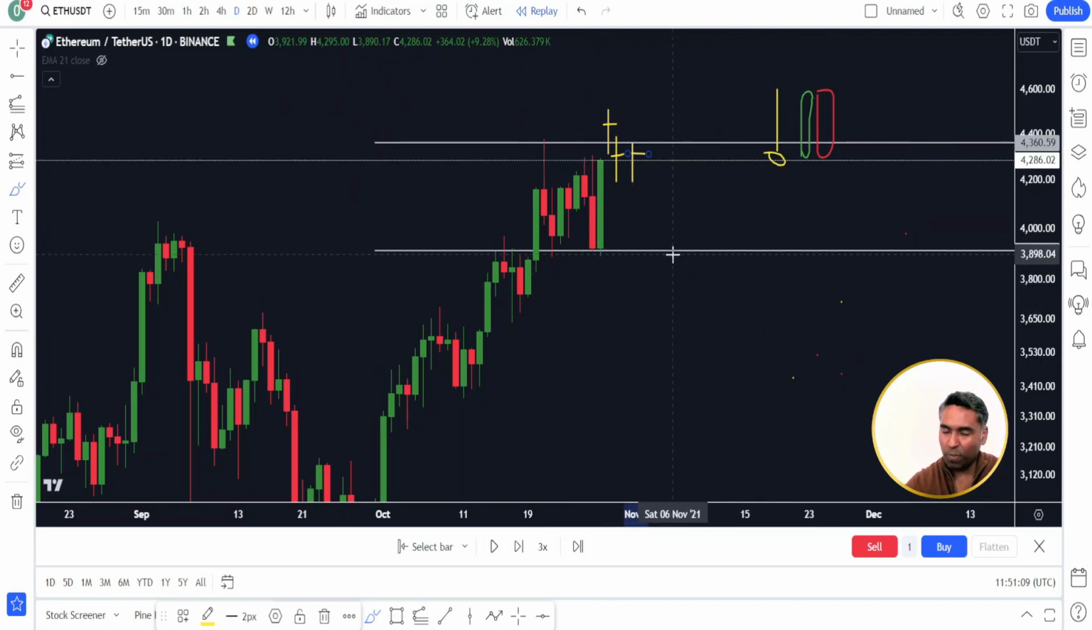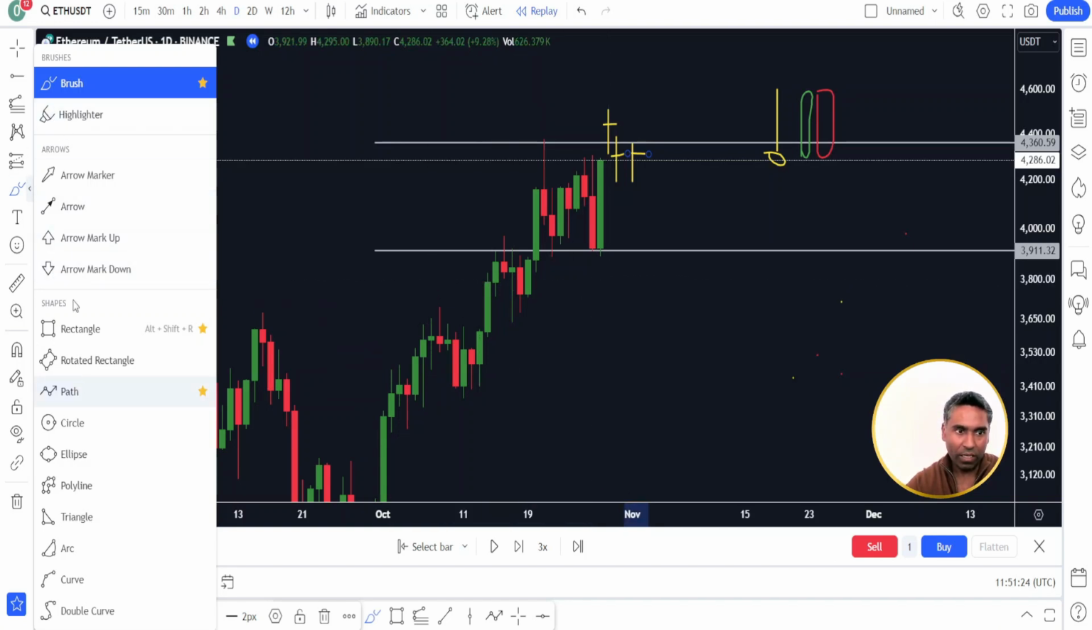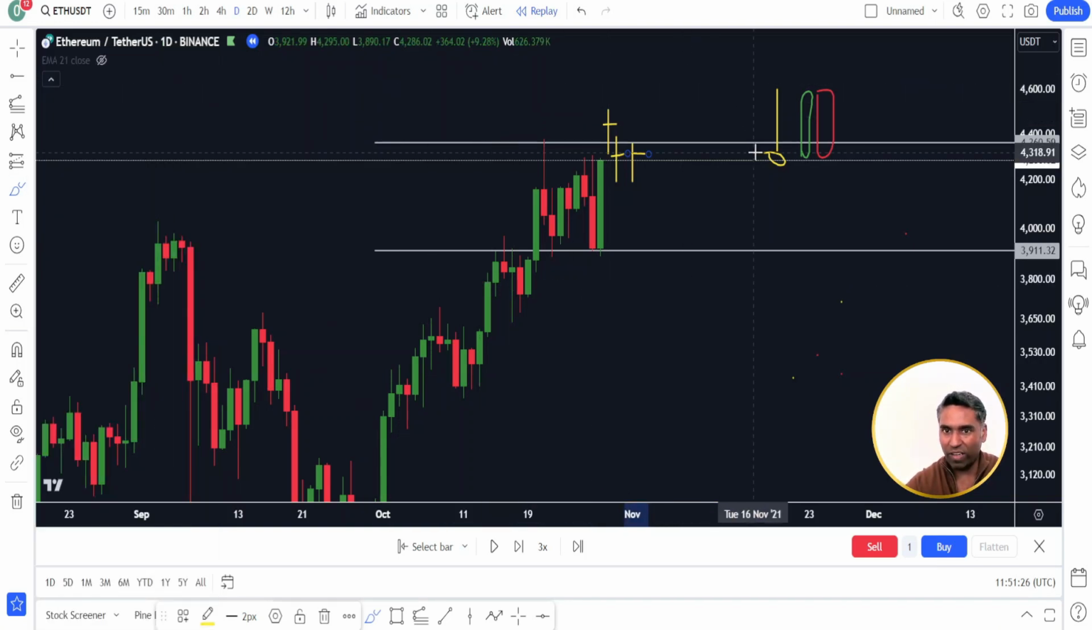Now on the support side, what patterns do we see? We see the same patterns, exactly the same, only the color is different, and here the body is on the upper side. So what are those patterns? This one we call a hammer. If the price comes down and gets rejected all the way up and closes above this level, we call it a hammer.